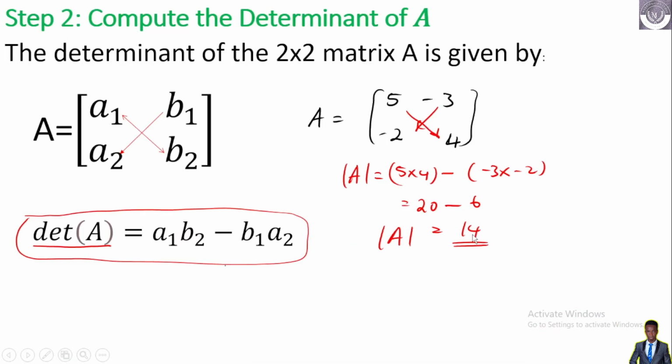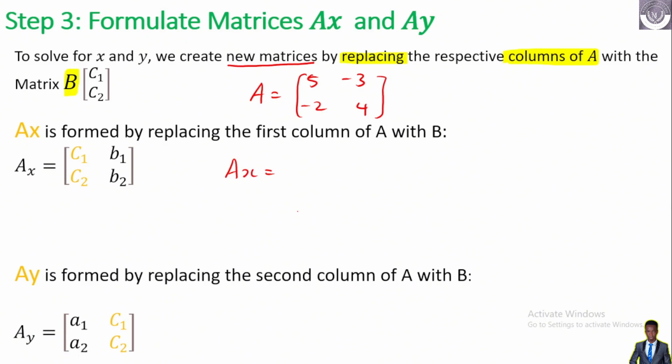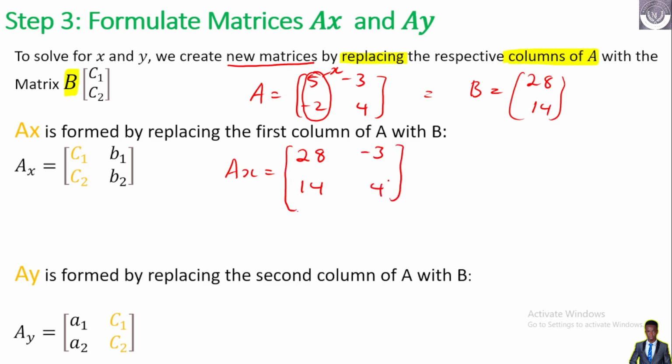To form a new matrix that is called AX, where we see 5 and 2, it is going to be replaced by the constant matrix B, which is 28 and 14. So 28 and 14 is going to replace 5 and 6, because this 5 and 6 is on the X column of the original linear equation. So this is going to be now 28 and 14, and what is remaining here is minus 3 and then 4. So this is what we do for X.